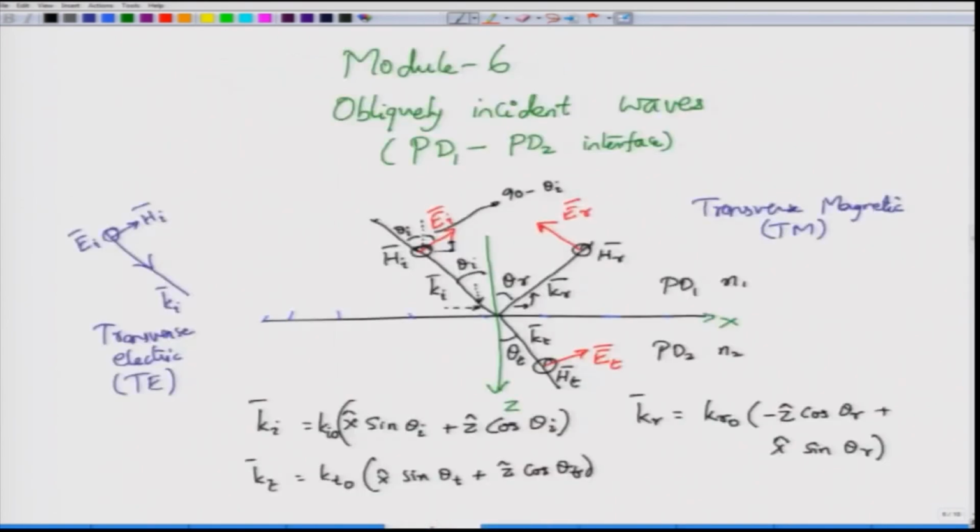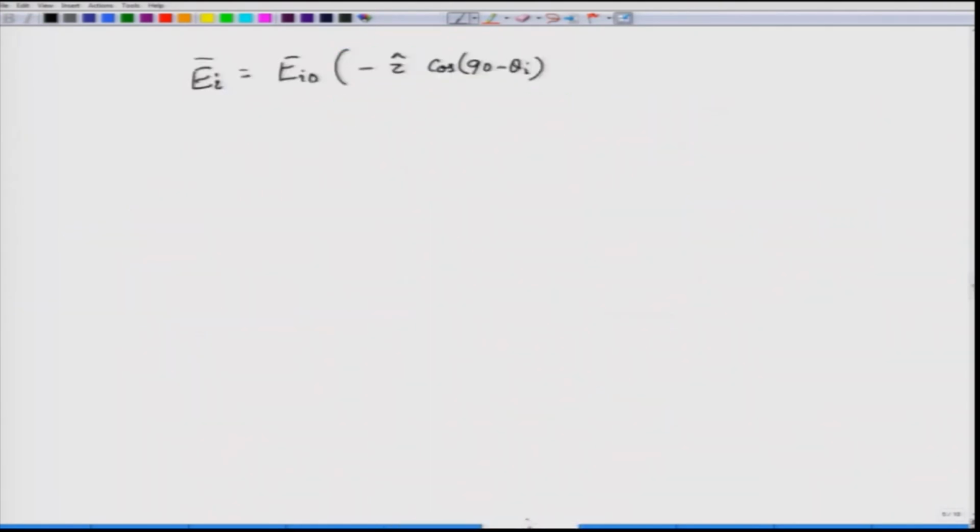So, I will write down the expression for the incident electric field. Please ensure that you understand this equation, and in case I have made a mistake, please let me know. If I have not made a mistake, then the expression for the incident electric field will be minus z hat cosine of 90 minus theta I, that is the angle between this red line, which is the incident electric field, and the black line which is parallel to the normal of the interface. So, minus z hat cosine 90 minus theta I plus x hat sine of 90 minus theta I. This is just the electric field expression.